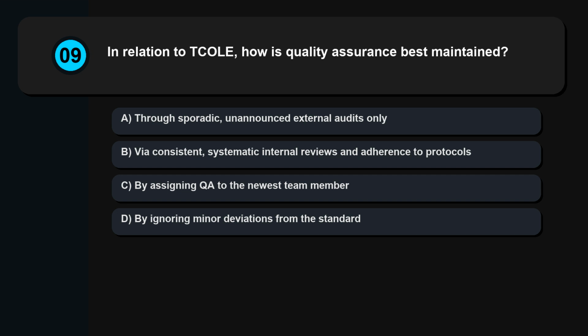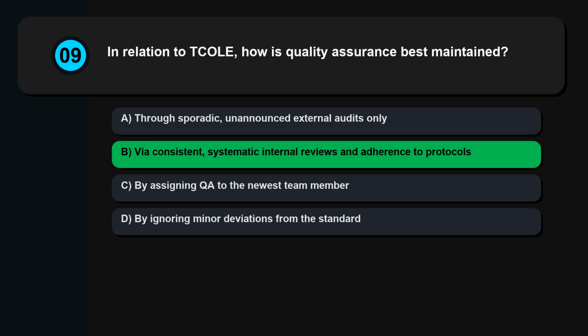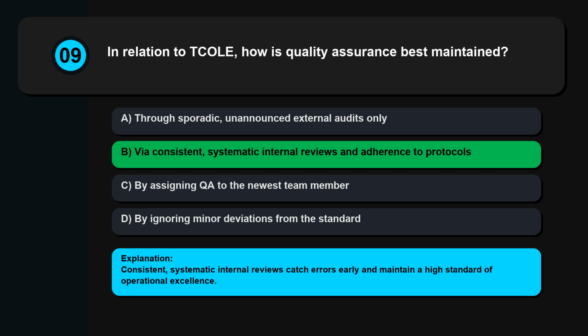Question 9. In relation to TCOLE, how is quality assurance best maintained? Through sporadic, unannounced external audits only, via consistent, systematic internal reviews and adherence to protocols, by assigning QA to the newest team member, by ignoring minor deviations from the standard. Consistent, systematic internal reviews catch errors early and maintain a high standard of operational excellence.